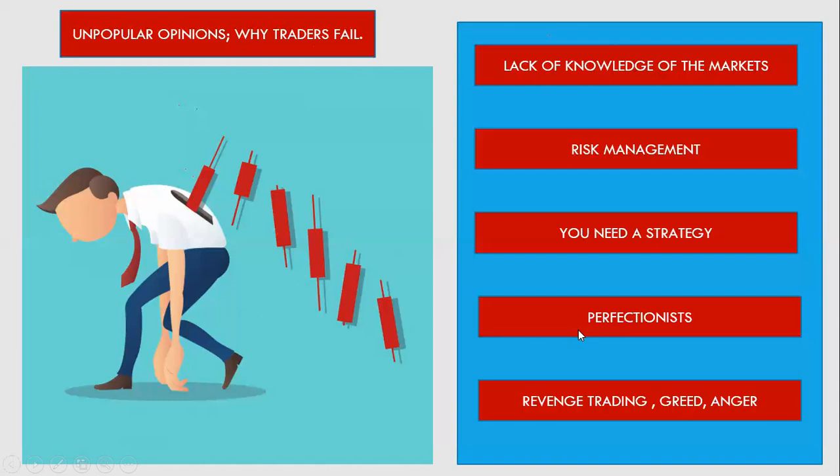Revenge trading, greed and anger. Most people also fail because they don't have self-control. When you lose, you want to make it back. That mentality, you shouldn't have it. And this greed, the video I sent you guys is a good example of greed. You shouldn't do that. That is gambling. You want to take everything at once, forgetting about what might happen.